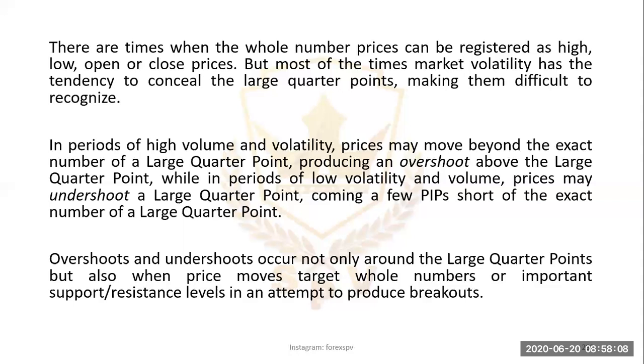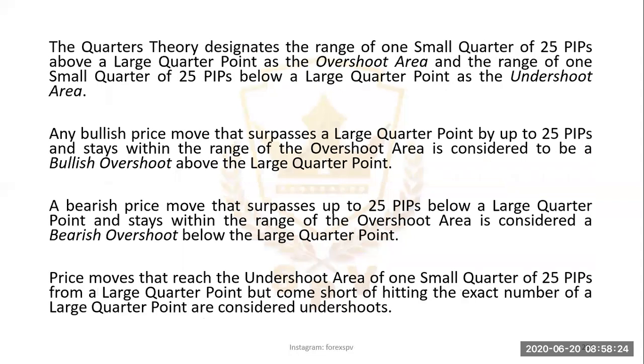Overshoots and undershoots occur not only around the large quarter point, but also when price moves to target whole numbers or important support or resistance levels in an attempt to produce breakouts, because price usually produces breakouts around these support and resistance points.